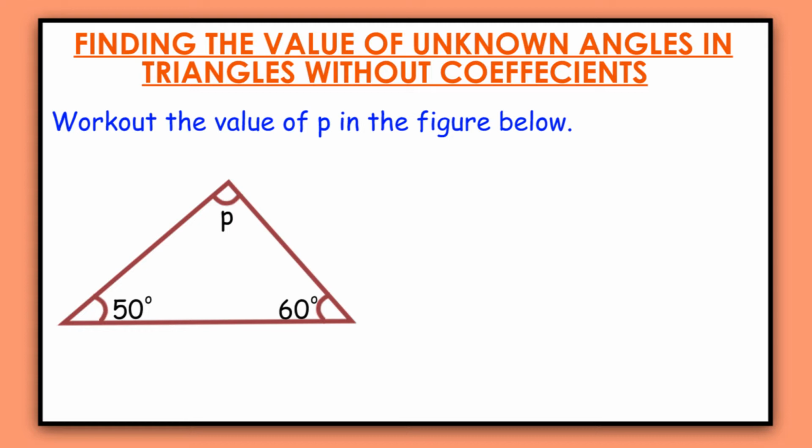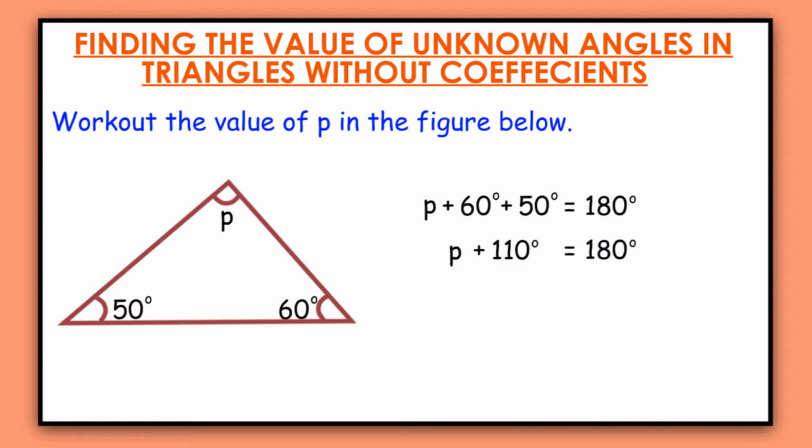Basing on the fact that all the 3 inside angles in a triangle add up to 180 degrees, we form an equation which is P plus 60 degrees plus 50 degrees equals 180 degrees. P plus 110 degrees will equal to 180 degrees.